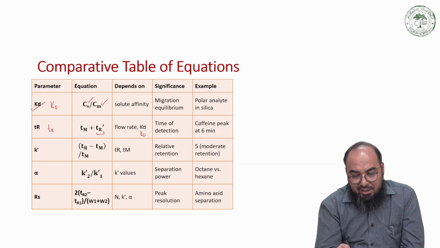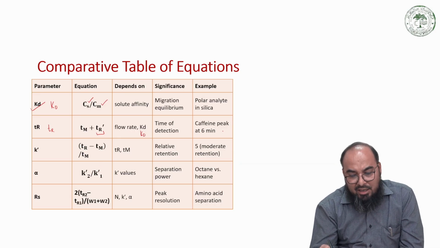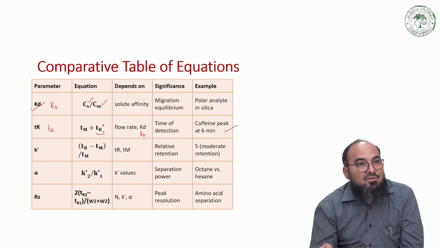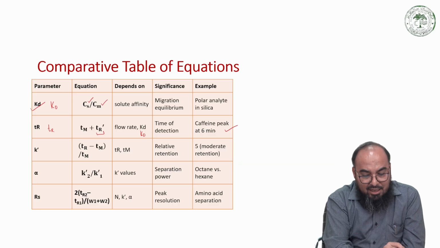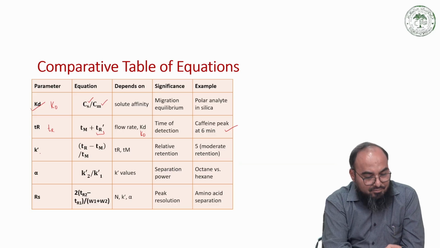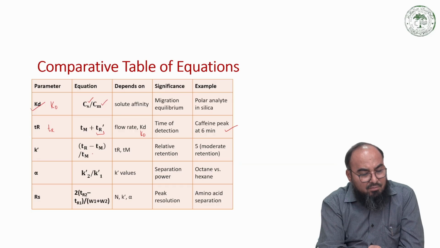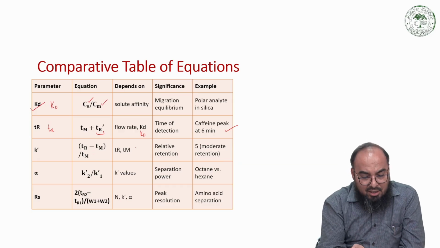Significance is time of detection. So we have seen an example: the caffeine peak at 6 minutes while the sugars elute very fast. We have also seen the K dash, that is, the retention factor. It was defined in terms of TR minus TM upon TM. Again, it depends on TR and TM.